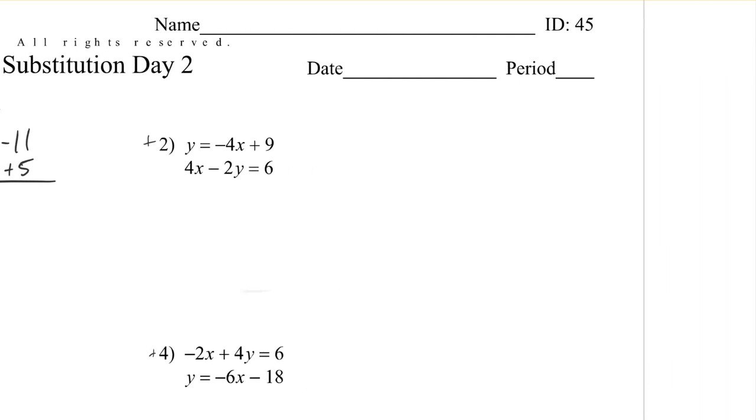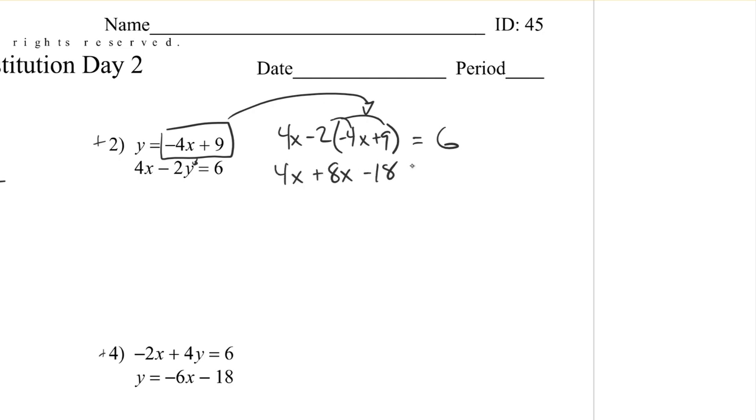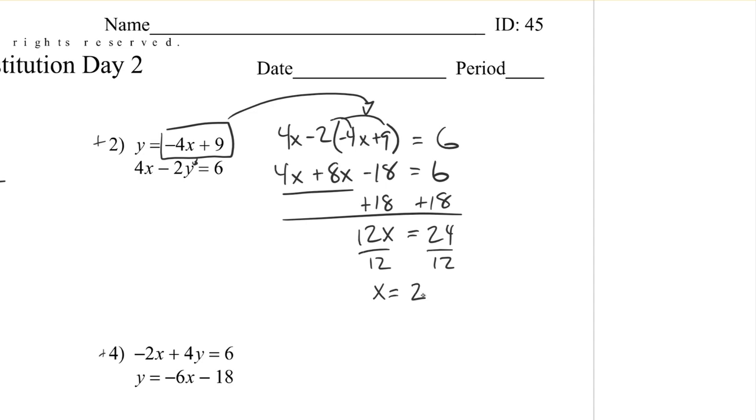Our next problem is solved for y, so we're going to substitute our value of y into this second equation. So we'll say 4x minus 2 times y equals 6, and we're substituting in negative 4x plus 9. When we distribute, we'll get 4x plus 8x minus 18 equals 6. We'll combine our like terms and add 18 to both sides. So that makes 12x, and 6 and 18 make 24. Divide by 12, and x equals 2.